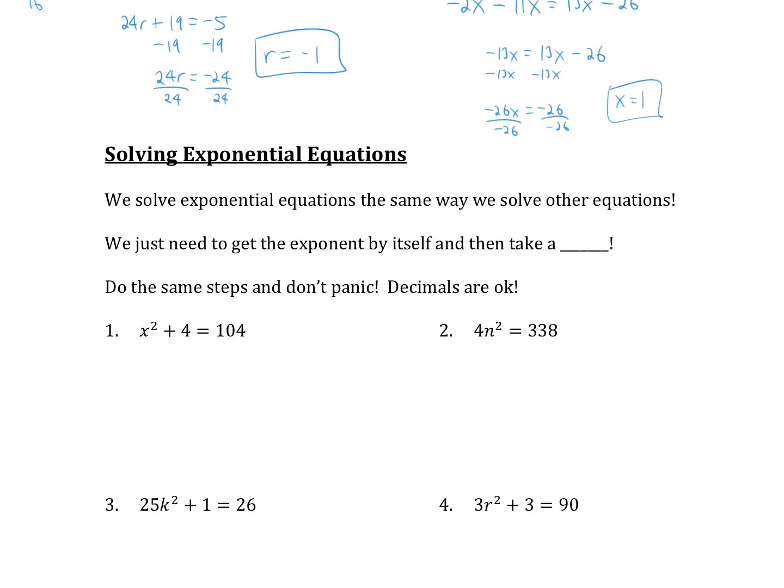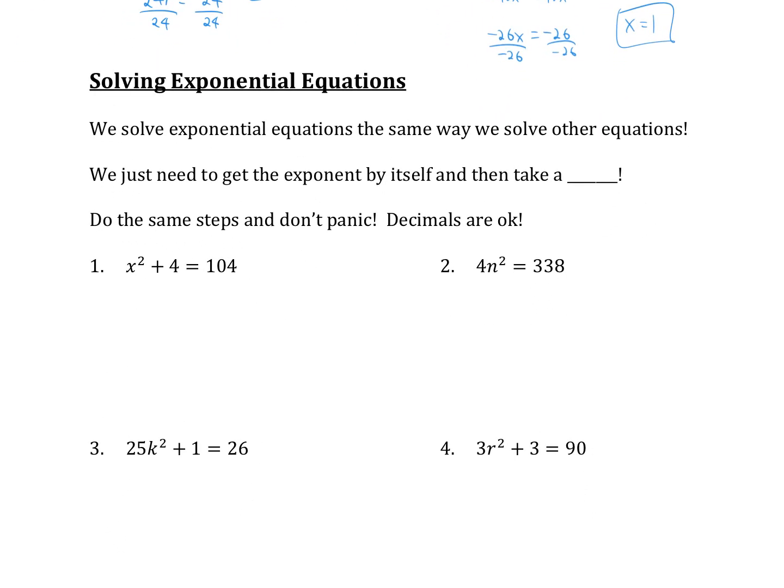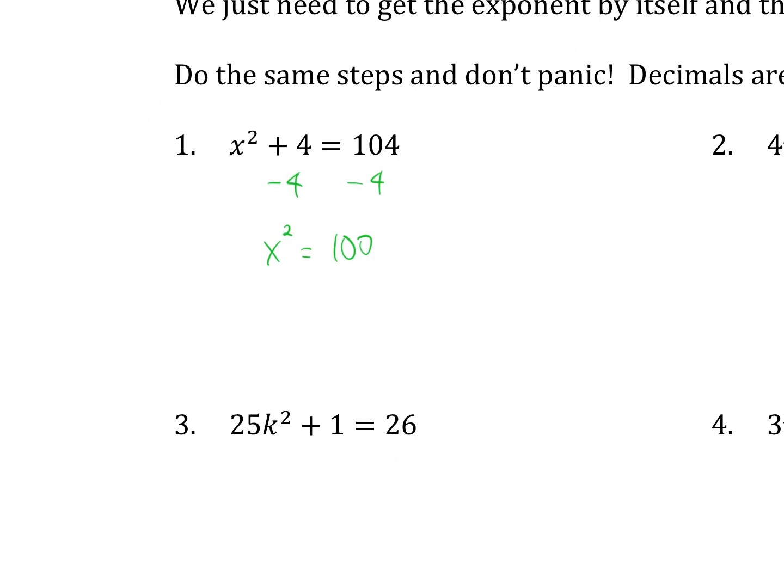All right, cool. Solving exponential equations. Why don't you guys see if you can pause the video here and figure out how to solve this, but we'll go through it in a second. All right, so the way we solve these is we're going to get the exponent by itself and then take a square root, okay? So we have x squared plus 4 equals 104. We need to get the x squared by itself, so what are we going to do? Subtract 4, so we get x squared equals what, 100?